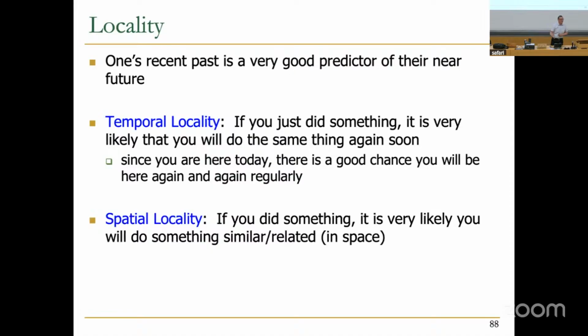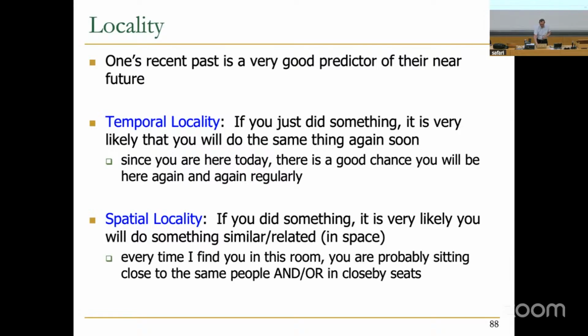Spatial locality is if you did something, it's very likely that you're going to do something similar or related from a space perspective. Now, let me give you an example. Every time I find some of you in this room, you're probably sitting close to the same people and/or in nearby seats. And that actually holds in general also. There's a spatial relationship. You have your friends and you sit together, right? And sometimes you happen to sit together in the same seats all the time or most of the time, right? So there's some spatial locality also. In space, you're correlated with each other also. Okay, that's one example, clearly. I'll give you some more examples.